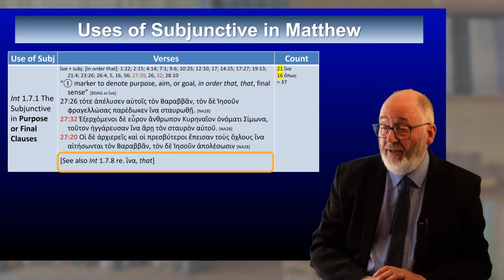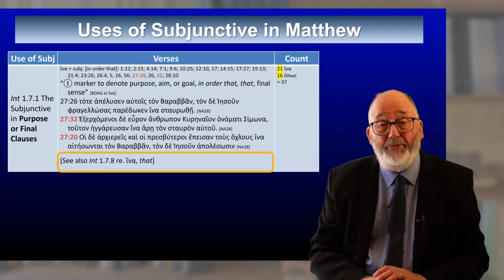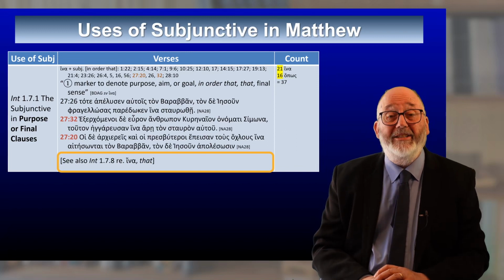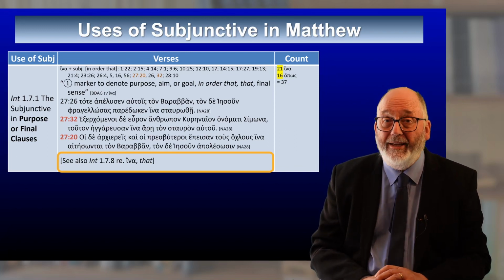You'll see a note there that we haven't finished with hina. We're going to find a different meaning of hina from BDAG and some examples also in the Gospel of Matthew. Yes, just wait for that.